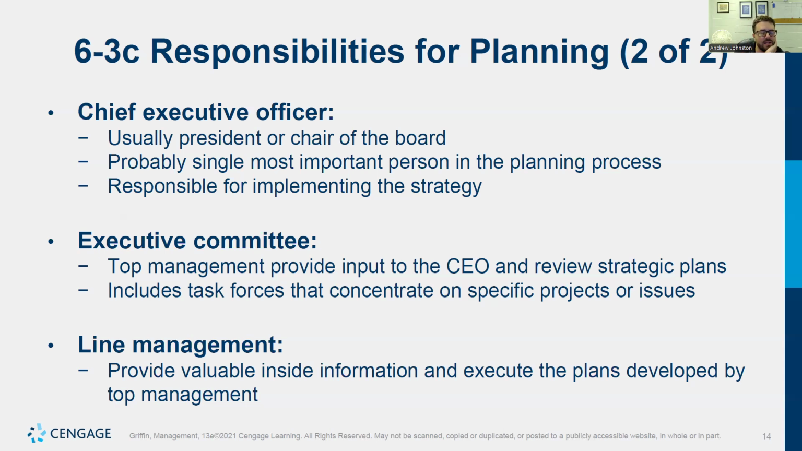The executive committee is the CEO's team that helps him implement this strategy and even helps him formulate it, provides input. They know their areas of expertise or their functional areas. Your marketing VP will help the CEO when it comes to marketing plans. Operations will help the CEO with operational plans, finance, etc. And then your line management. They're the ones actually having to execute this plan.